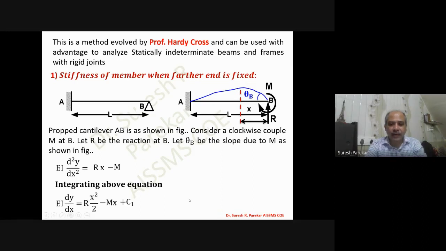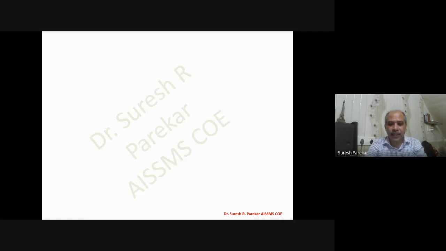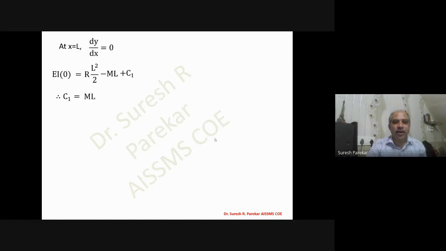Now we will substitute values in this. At x equal to L, my dy by dx equal to 0, because my farther end is fixed, and I will substitute this value of dy by dx equal to 0 at x equal to L, and that gives me the value of C1 equal to ML minus RL square by 2.